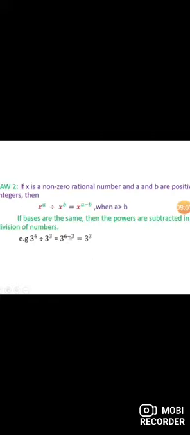Next, law 2. If x is a non-zero rational number and a and b are positive integers, then x raised to power a divided by x raised to power b is equals to x raised to power a minus b. So बेटा अब law 2 किससे related है? If division of numbers, in case of division of numbers, bases are same, then powers are subtracted.